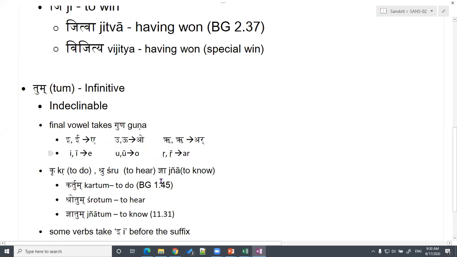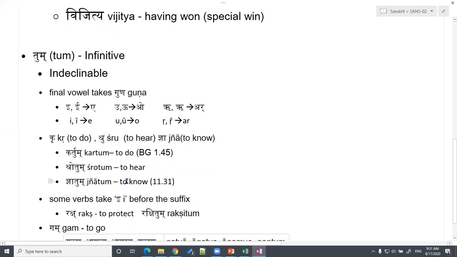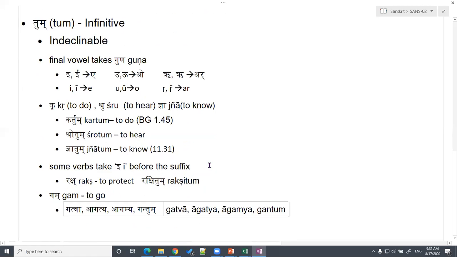In this case, it does not matter if the verb has a prefix or not. So this form will not change. It will remain the same suffix tum, whether the verb has the prefix or not. Some verbs take the ikara before the suffix, like raksh. Raksh means to protect, rakshitum. This is a logic which you can only understand if you study Panini grammar thoroughly. But which verbs take ikara before the suffix, right now you have to just use it as a reference. The rules for this ikara are not in the scope of this course.